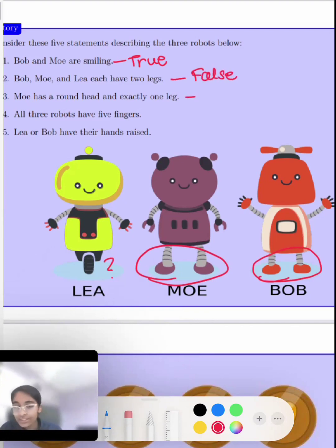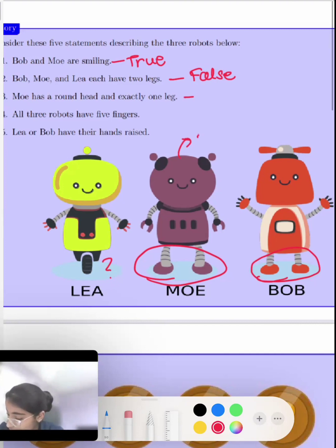The third statement says that Mo has a round head and exactly 1 leg. So Mo does have a round head, so that's right. However, this statement also says that Mo has exactly 1 leg, which is not true as we see that Mo has 2 legs. So this statement would be incorrect, or false.